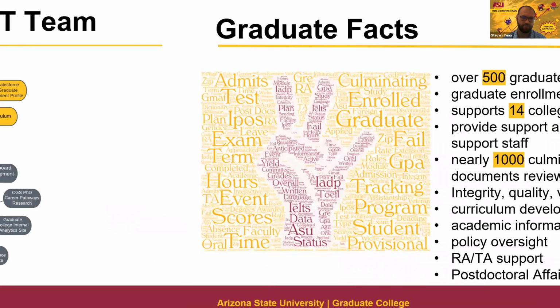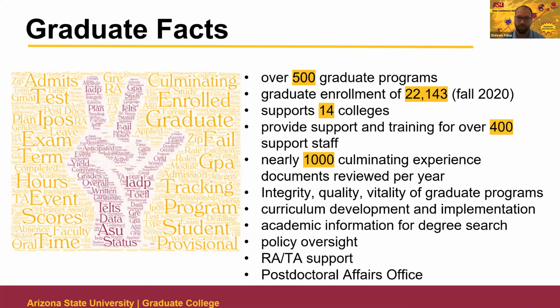Just a quick bit of information about the graduate population. We have over 500 graduate programs. Graduate enrollment was over 22,000 for fall 2020. We support 14 different colleges and provide support training for over 400 support staff. We have about 3,500 RAs and TAs and just over 300 postdoctoral scholars.